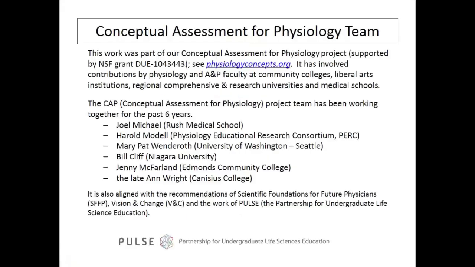I want to give a nod to our team. Joel Michael was here last year, Harold Modell, Mary Pat is here, Bill Cliff, who's done a lot of work on case studies and other things, and the late Ann Wright. They were really integral in this work. It's a big team effort. The book is really due to Dee handing us and me saying no and Joel saying yes, so you can thank Dee and Joel for that, but we're very happy it's out there.